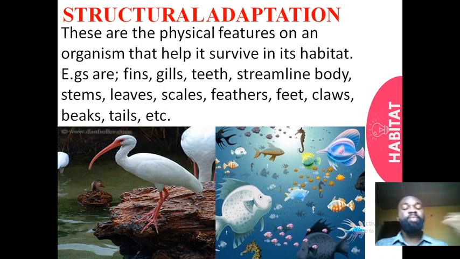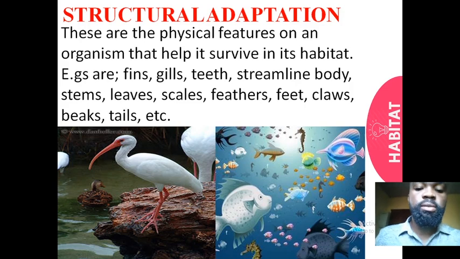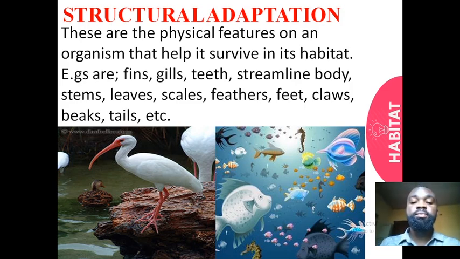Leaves help to tap light. Leaves help to do what? To tap light from the sun, for photosynthesis. Scales of the fish also help the fish to do what? To swim. Feathers of the bird also help the bird to do what? To fly. The feathers.